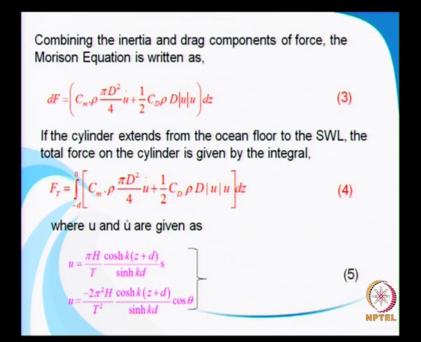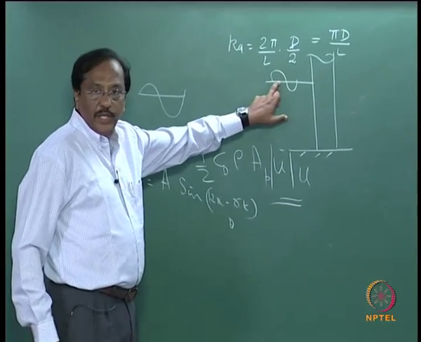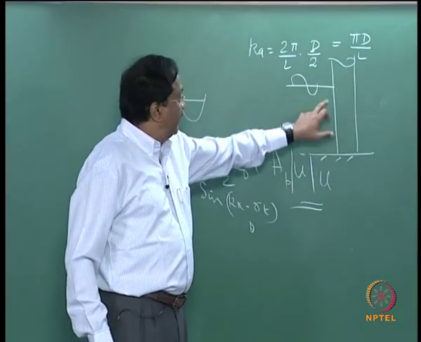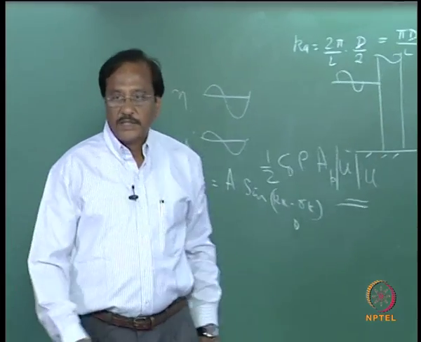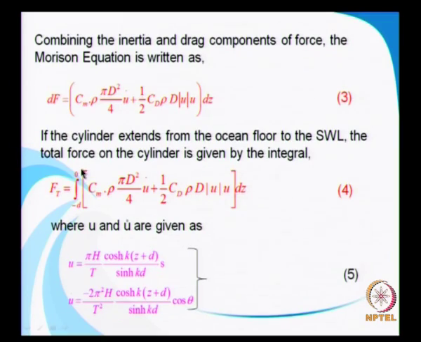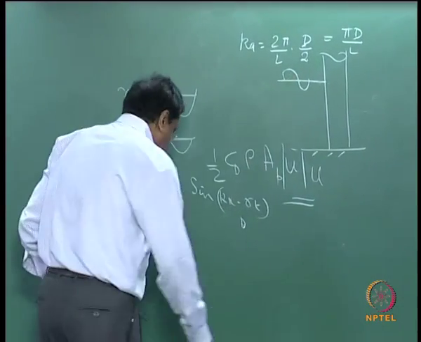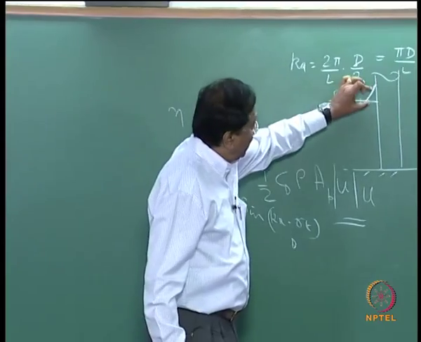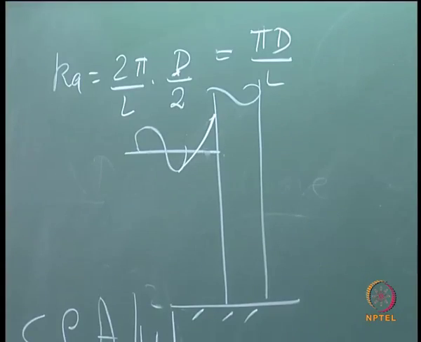Now, if the cylinder extends from the ocean floor to the still water line, then the total force on the cylinder is given by an integral from minus d to 0. Remember that for us z is 0 at this point, so z will be minus d at this point. So, from the seabed up to the still water line. In fact, strictly speaking, you have to carry out this integration up to eta, because the waves will come up to this level. So, you need to include that eta also. Okay. For simplicity, I have just stopped at 0.